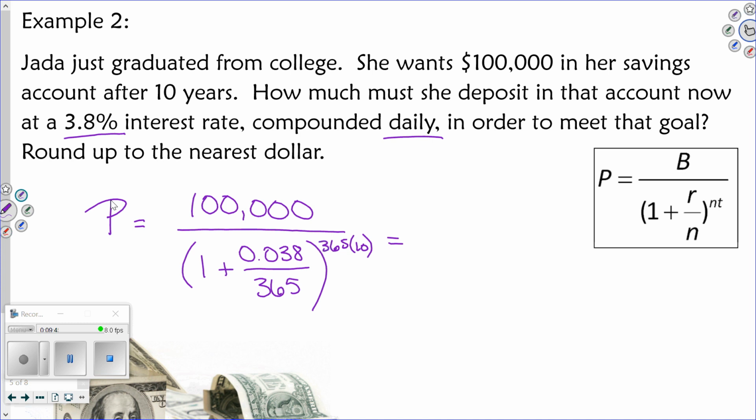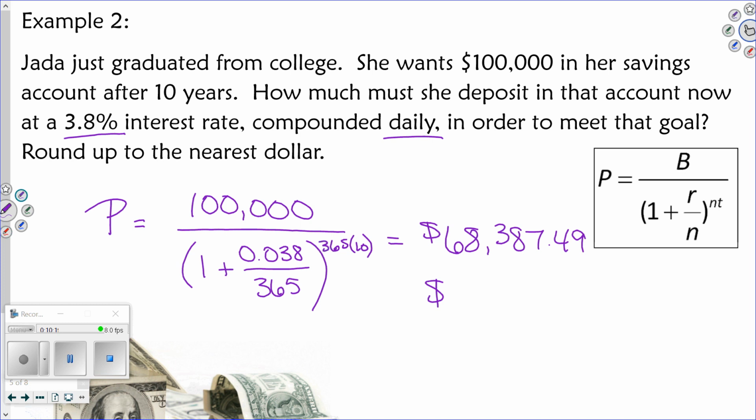Yes. $68,387.49. We'll talk about the rounding part. We'll get there. All right, so $68,387.49. Right? It says round up to the nearest dollar. You see it? Round up to the nearest dollar. So what should you round up to?